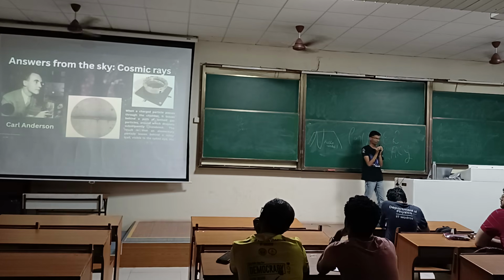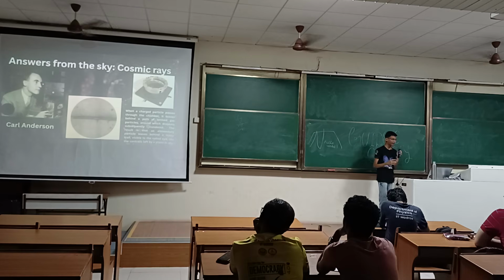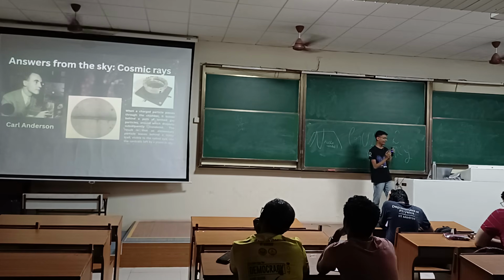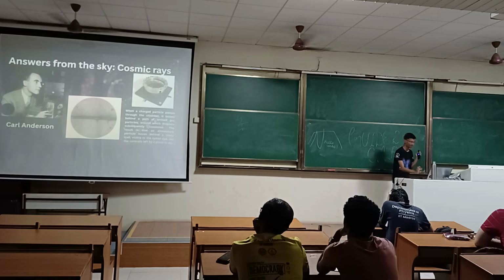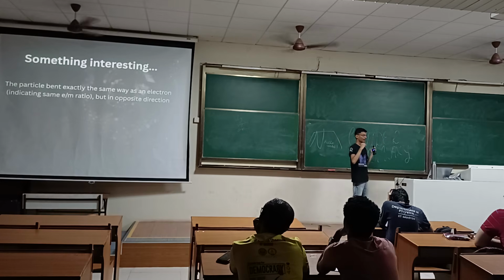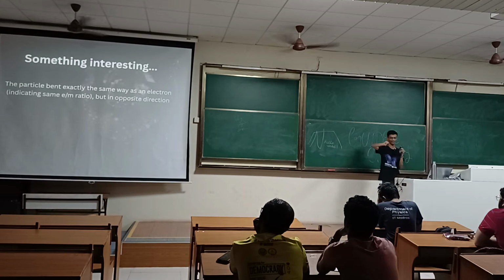So the interesting thing about this curve is that this is the exact curve that an electron would have taken inside this cloud chamber, but with one difference: it is bending in the opposite direction to which an electron would have taken. So you would have thought that this is probably a proton, a positively charged particle, so it bends in the other direction.